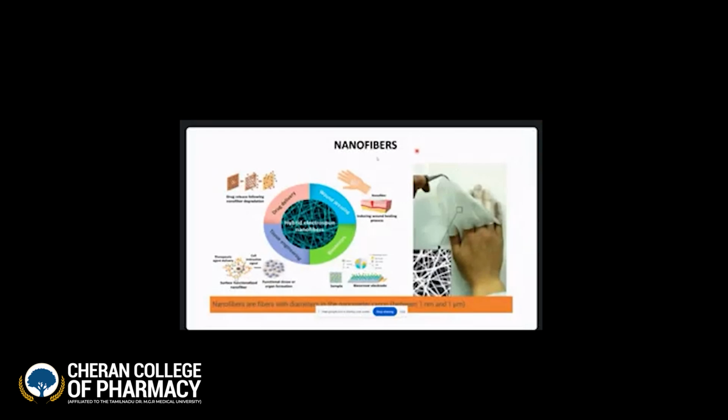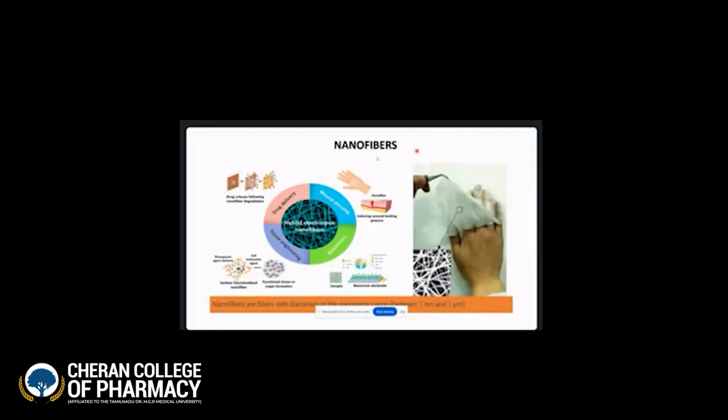Now you can see here the chrysin curcumin loaded nanofiber. Chrysin is a flavonoid. Both are natural substances only. They are loaded with the polymer PCL-PEG. What did they observe? They applied the nanofiber on the wound, and within 14 days, more than 90% contraction was observed. Also, when they studied the drug release, more than 15 days of drug release was observed.